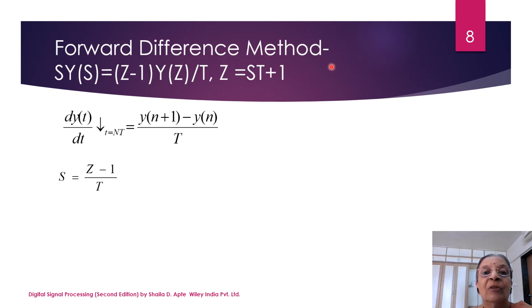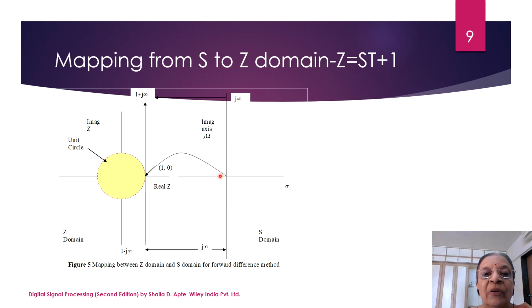Now consider the forward difference method. In this case, we will map dy by dt, or d/dt of y(t) at t equal to nT, to y of n plus 1 minus y of n. So we are considering the forward difference divided by T. So in a way, I have the equation s is equal to z minus 1 upon T. Now let us see how the mapping is. Now in this case, the mapping is like this. This is S domain, this is the Z domain, this is the unit circle in Z domain.